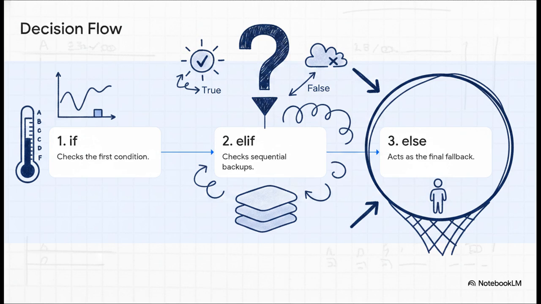First, we use the if statement. This runs a block of code only when its condition is true. So, if score is greater than 90, grade is A. But what if that's false?